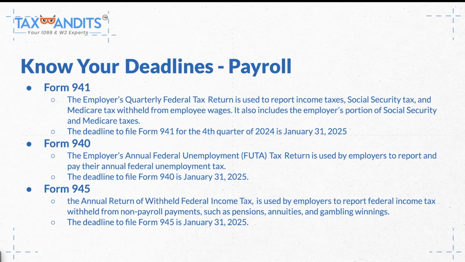Form 940 is the employer's annual federal unemployment, or FUTA, tax return. It's used by employers to report and pay their annual federal unemployment tax. The deadline to file the 940 is January 31st of 2025. The Form 945 is an annual return of withheld federal income tax. It's used by employers to report federal income tax withheld from non-payroll payments, such as pensions, annuities, gambling winnings, etc. The deadline to file 945 is January 31st of 2025.